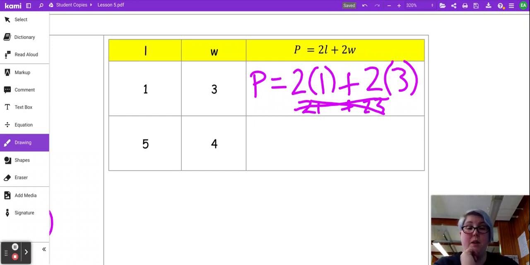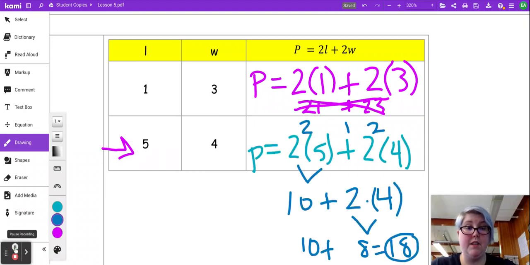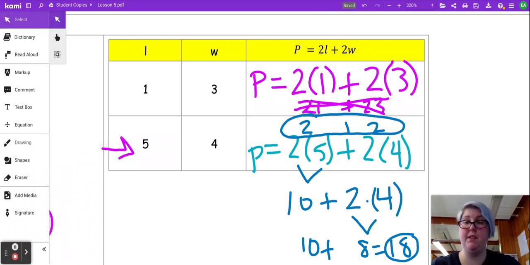I'm going to ask you to pause the video and solve the second one. 5 is length, 4 is width. When you come back, the solution will be up. All right, here is the solution. Do not forget to write your labels. Make sure, folks, that you have included the labels, and here are the step-by-steps. Pause the video if you need to look at it closely.